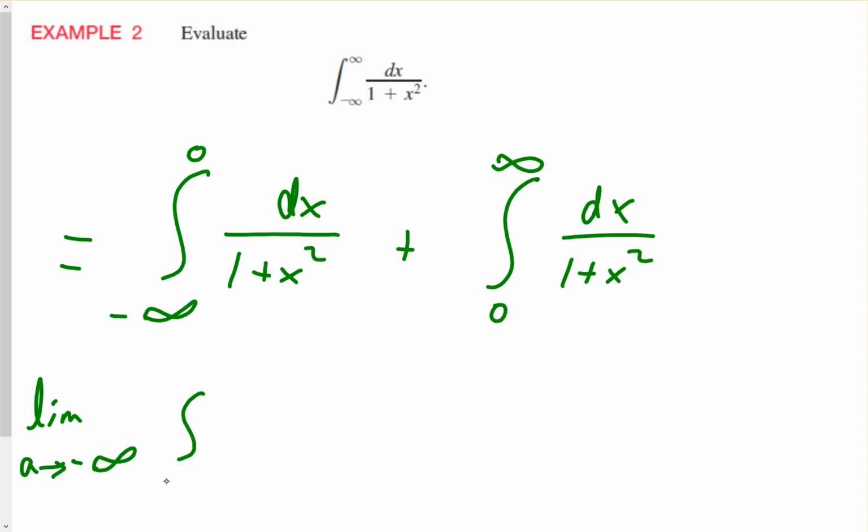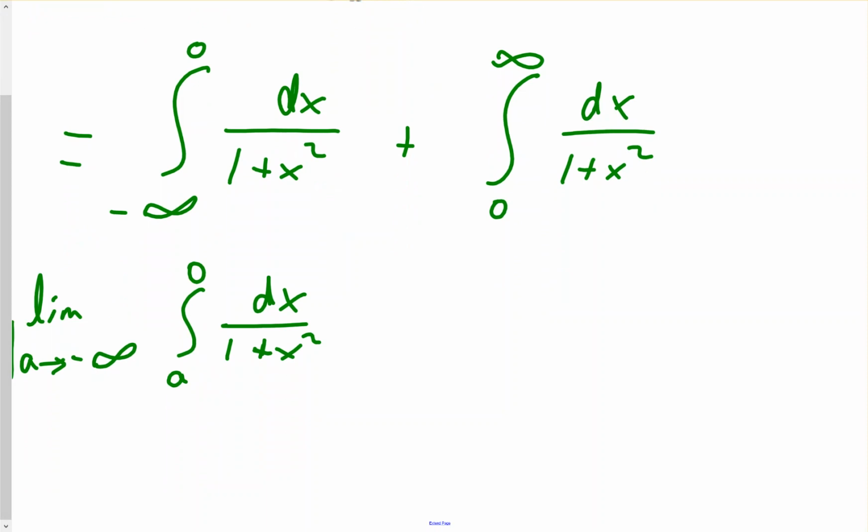And so this will go from a to 0 of dx over 1 plus x squared. Now, if we recognize this integral, this looks just like our arctangent, or inverse tangent. So we would have the limit as a approaches negative infinity. We could integrate it now. This will be inverse tangent of x.